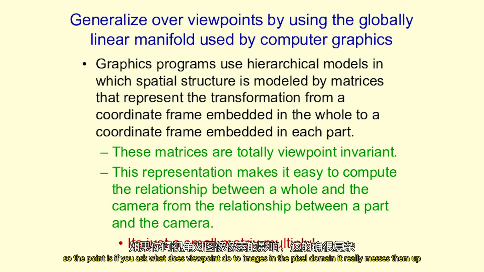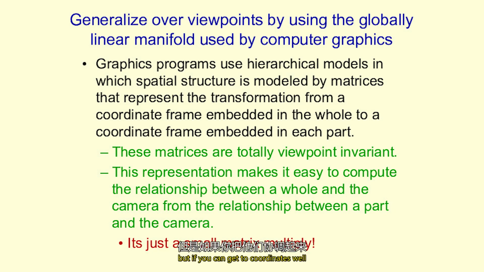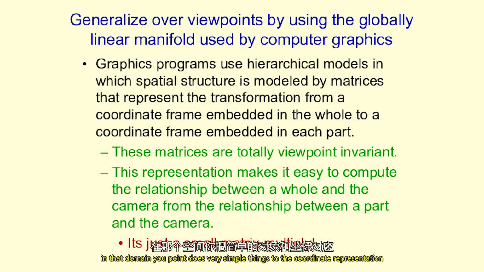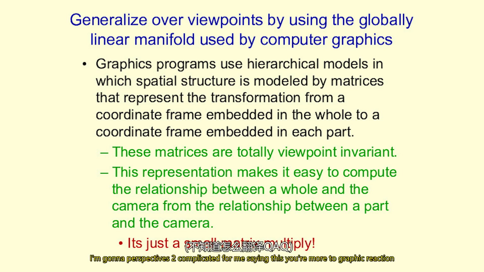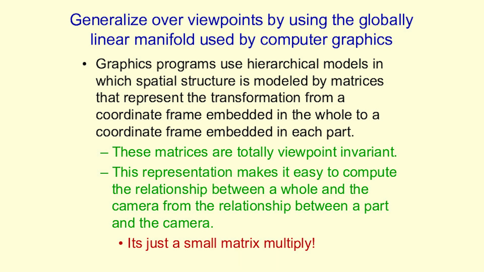So the point is, if you ask what viewpoint does to images, in the pixel domain it really messes them up. But if you can get to coordinates where you represent the relation between the camera and a part of an object, in that domain viewpoint does very simple things to the coordinate representation. Everything's linear. I'm going to assume orthographic projection, since perspective's too complicated for me.